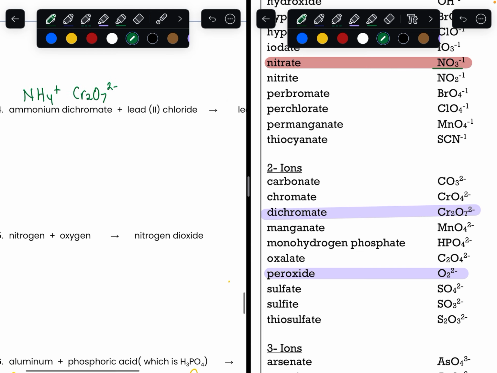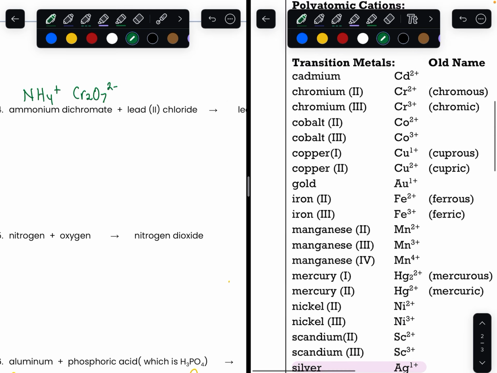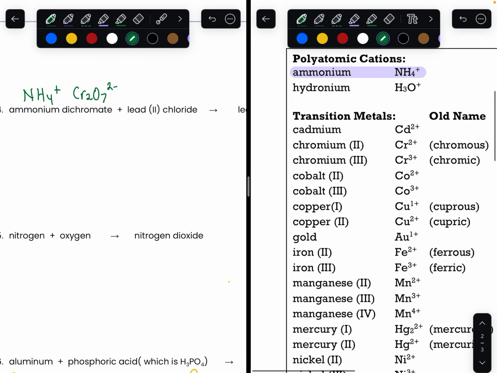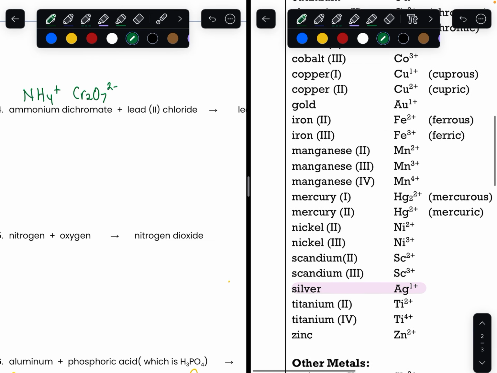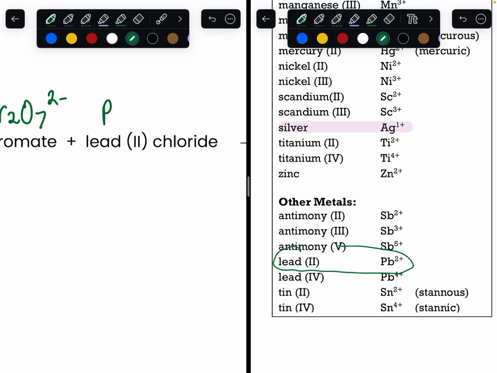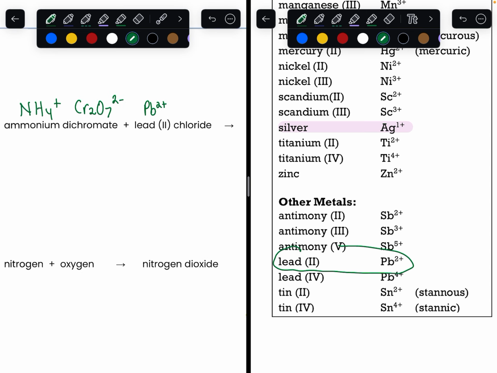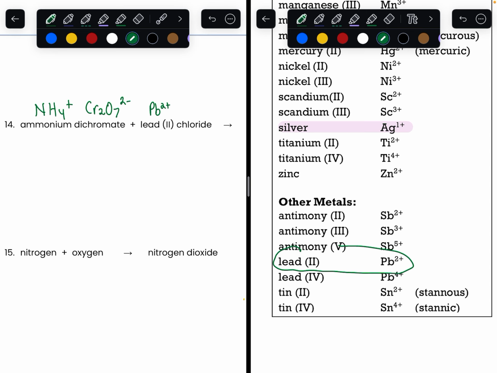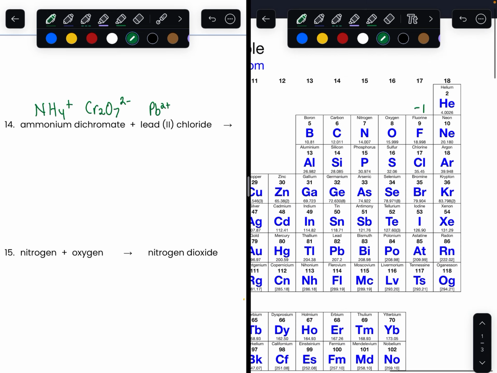I see that there's a lead 2. Lead 2, with the Roman numeral, means that we have a lead that happens to have a +2 charge. So lead 2 is Pb2+. It doesn't mean that there's going to be 2 leads in the compound. That's just telling us the charge. And then chloride, right? Chloride is just chlorine as an ion from the halogen family. So that's going to be a -1 charge.